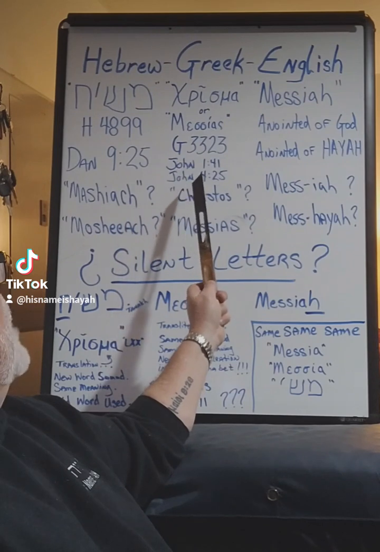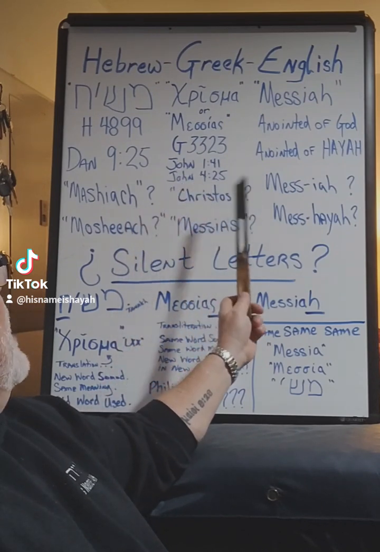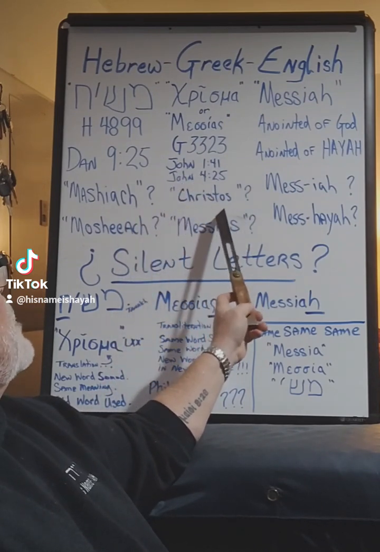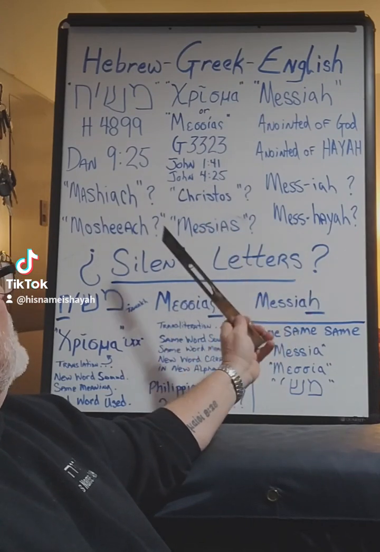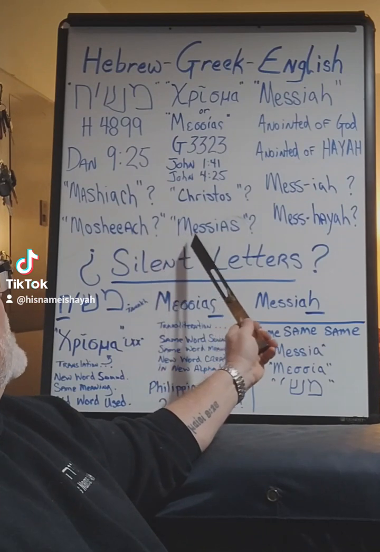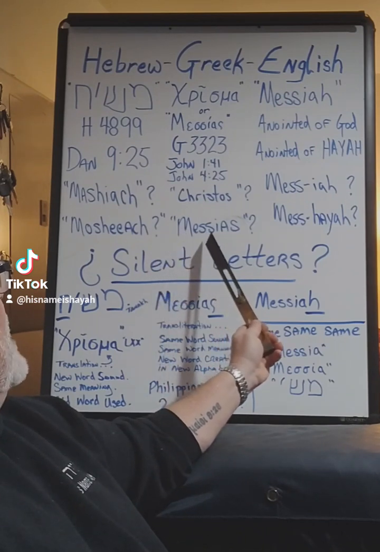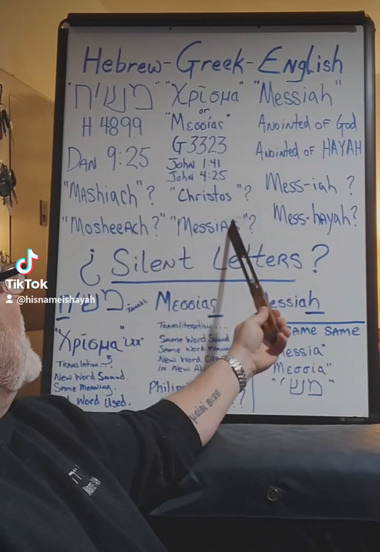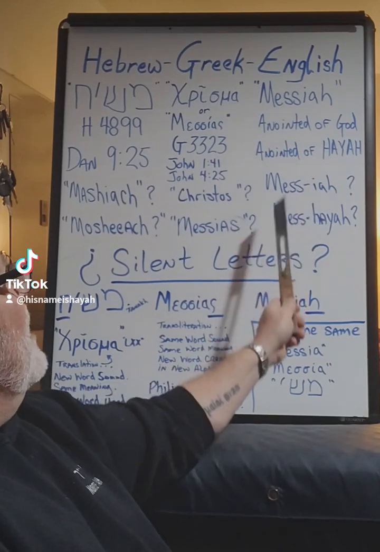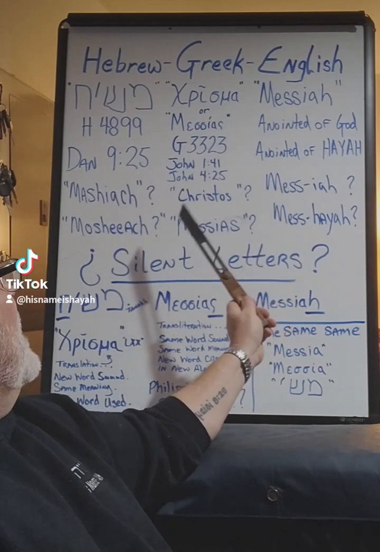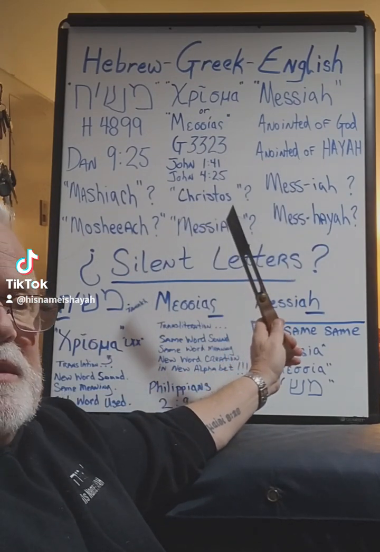That's found in John 1:41 and John 4:25. And it translates to Christos. Okay? What else? Messias in the English spelling. M-E-S-S-I-A-S. Silent S. Messiah. The name of Jesus.